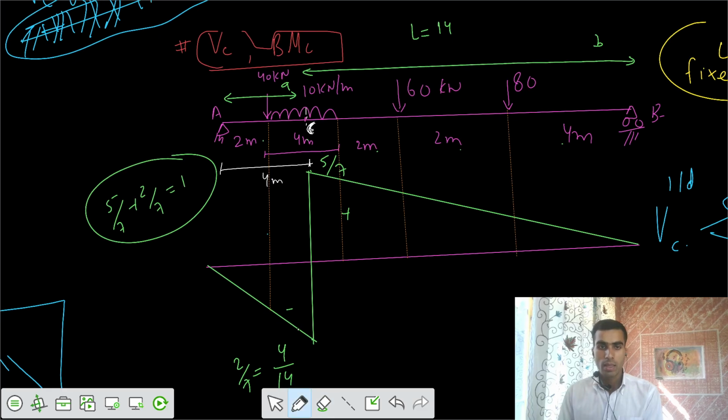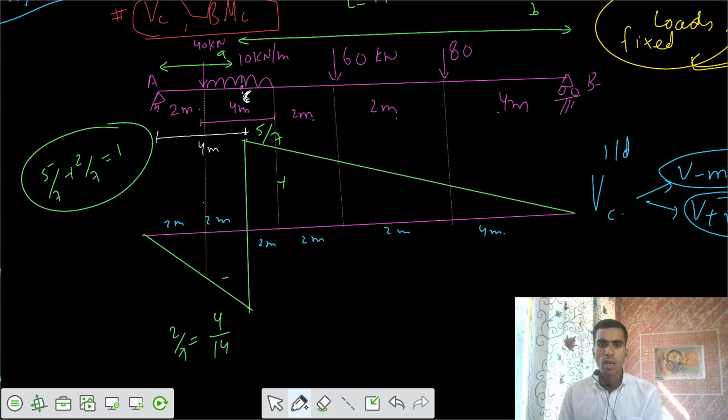Let's say this is 2 meter, this is 2 meter, this is 2 meter, this is 2 meter, this is 2 meter, and this is 4 meter. Now what should be the ordinate here? By symmetry this should be 1 by 7, can I say?